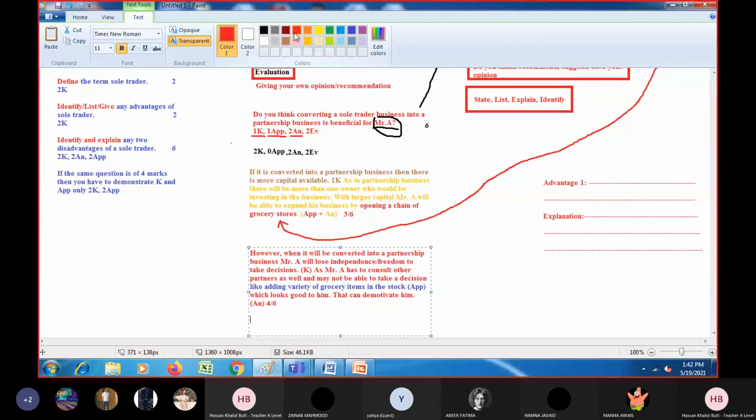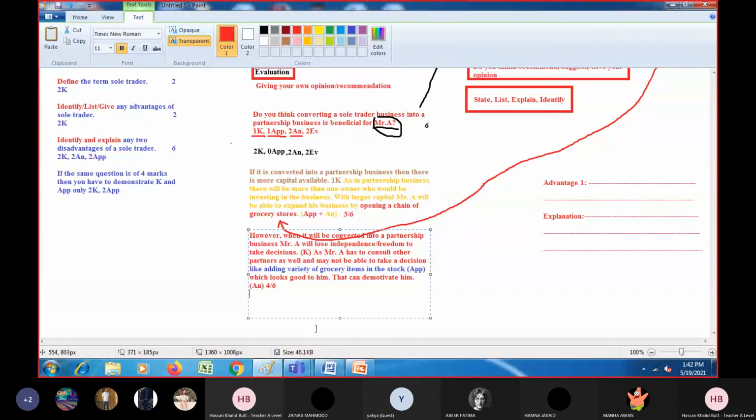Let me just tell you. You will write, I think, or I recommend, whatever. In my opinion, this is the way I think, or in my opinion, or I suggest. It's up to you. Whatever word you use, this shows that now you are into evaluation. The examiner will clearly come to know that yes, now you are talking about evaluation. So it will be easier for the examiner to give you marks.